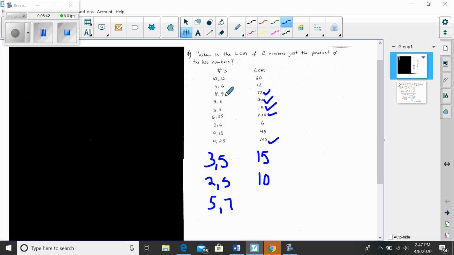Okay, what do these numbers have in common that makes them different from the other pairs of numbers, the ones in the checked row? What do these have in common that the ones in the unchecked row do not have in common? What property? All right, so I want you to look at that and try to figure that out. And the answer will be in the next lecture.